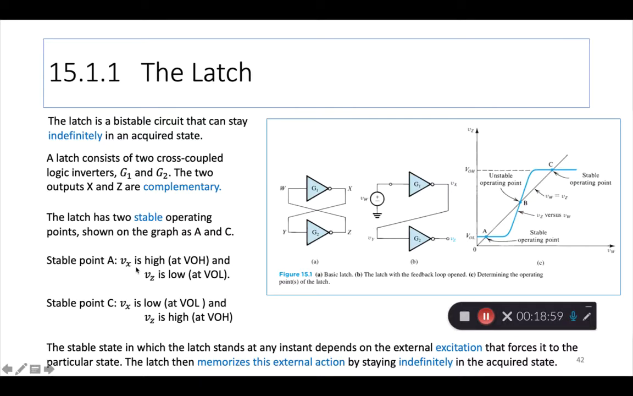They can be either VDD or close to VDD, 0 or close to 0. But the two stable points will be when Vx is high and Vz is low, or Vx is low and Vz is high. Speaking of voltages, if you just want to talk logic, then you can say X is a 1, Z is a 0, or X is a 0, Z is a 1. So these two stable points, and we are using the graph to kind of understand the voltage movements, right?